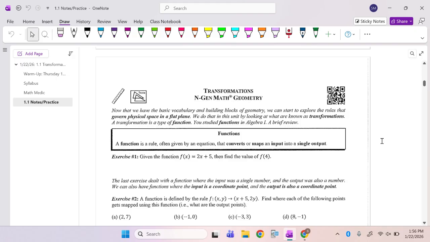So your page 1 should look like this. The pages are numbered, so look in the bottom corner. If it doesn't say 1, you're on the wrong page. So if you look up at the 4, that's what the page should look like at the top.